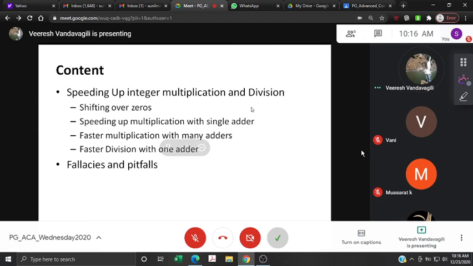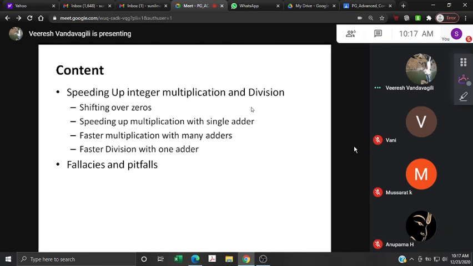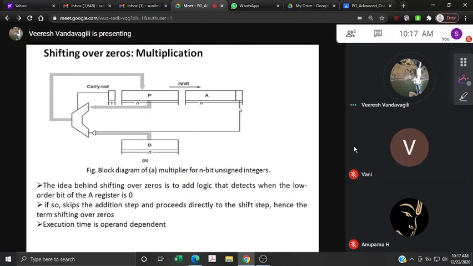We have seen many methods previously, as our friends explained, for integer multiplication and division. With those existing methods, how can you boost the speed of multiplication and division with some advanced techniques? That is what we are going to discuss. First, shifting over zeros. For shifting over zeros, first we'll consider the multiplication operation.